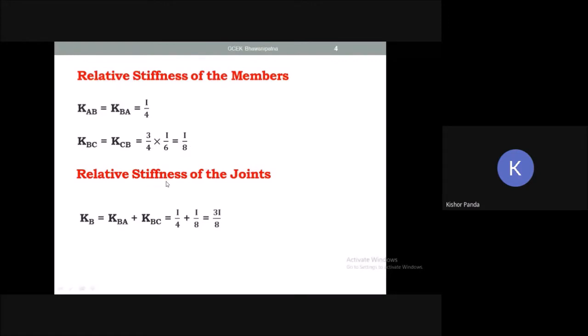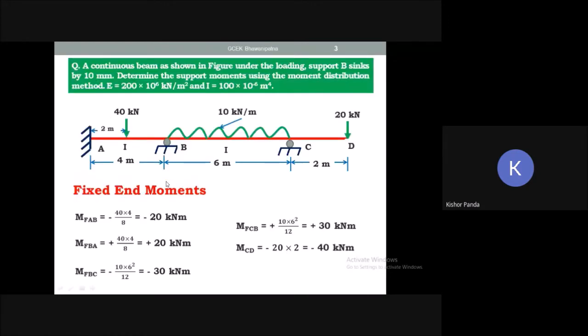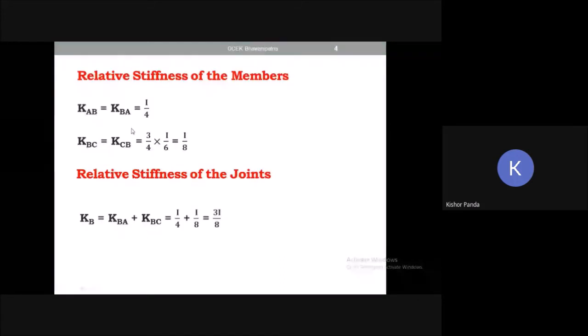Then find out the relative stiffness of the joints. So here you find out the relative stiffness of joint B. The relative stiffness of joint B is equal to the relative stiffness of the member BA plus the relative stiffness of the member BC. KB is equal to KBA plus KBC. But you know KBA is equal to I by 4 and KBC is equal to I by 8. I by 4 plus I by 8, this is equal to 3I by 8. So this is the relative stiffness of the joint.